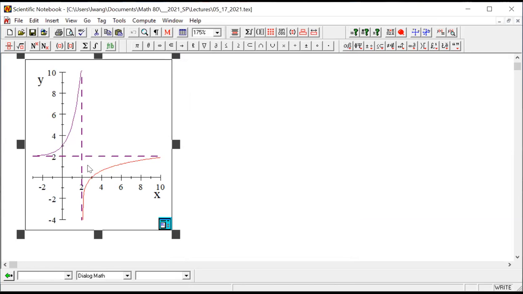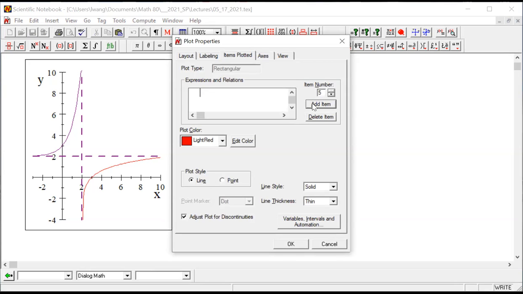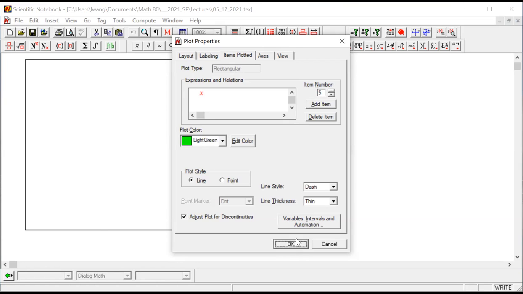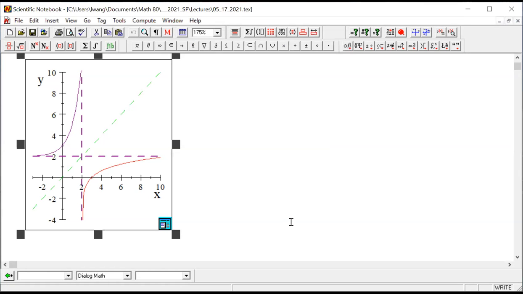So these are the inverse functions of each other. Are they symmetrical with respect to that line? Yes, they must be. There, right?